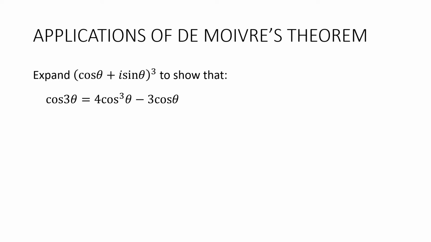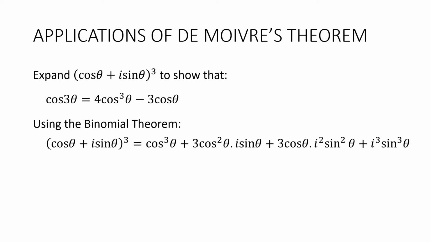This is a really typical question that they like to ask. What we're going to do is expand it in two ways, using the binomial theorem and then using de Moivre's theorem. Let's start with the binomial theorem. So we've got (cos theta plus i sine theta) all cubed. That gives us cos cubed theta plus 3 times cos squared theta times i sine theta plus 3 times cos theta times i squared sine squared theta plus i cubed sine cubed theta.